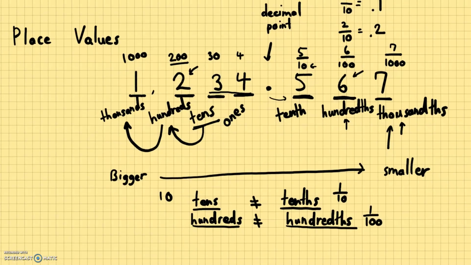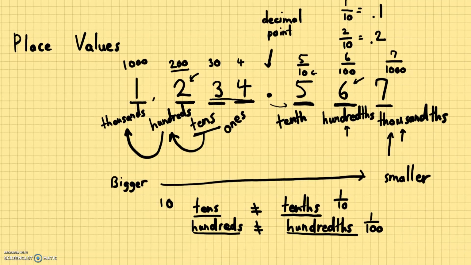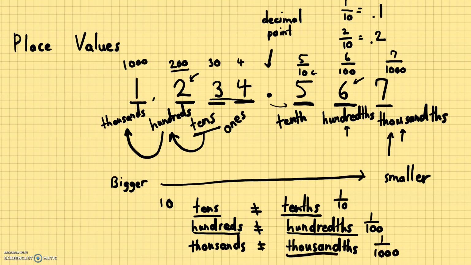And let's see if I have space here. 1,000. Thousands place is not the same thing as thousandths place, which is 1 over 1,000. And again, this is smaller and this is bigger. This is 100, this is 1,000. Okay, so this is the place value for decimal points.